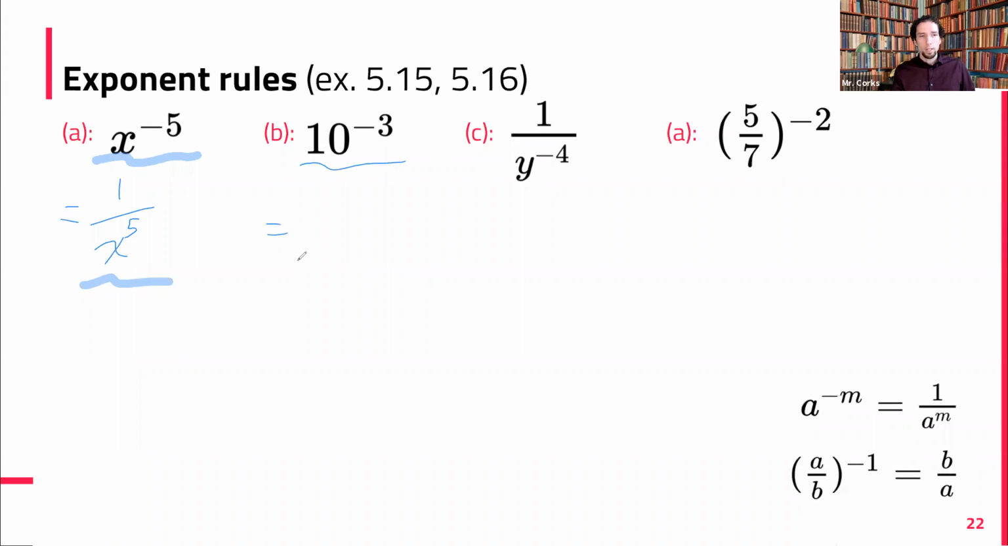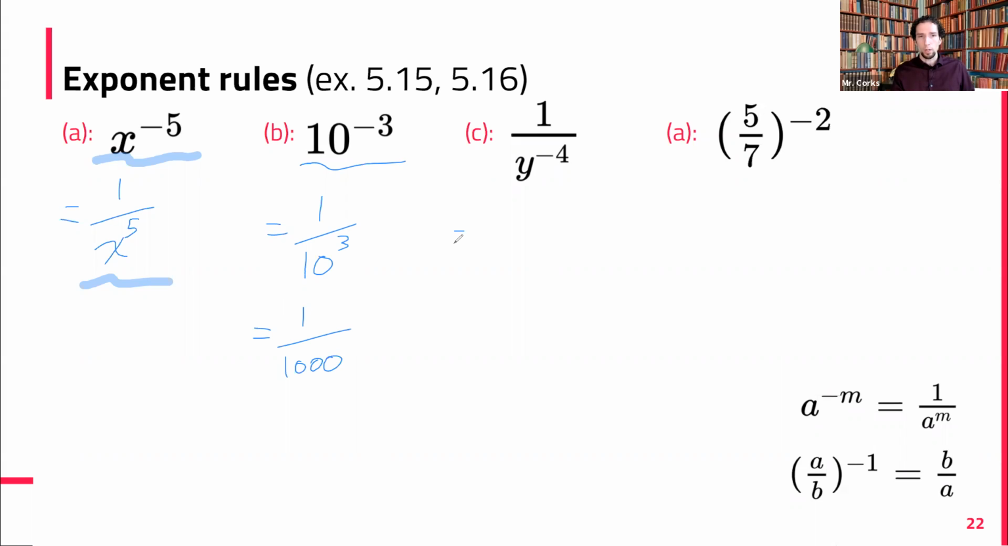Okay, next one, 10 to the exponent -3. 1 over 1000. I'm going to do 2 steps here. 1 over 10 cubed, and then obviously 10 cubed turns into 1 over 1000 here.